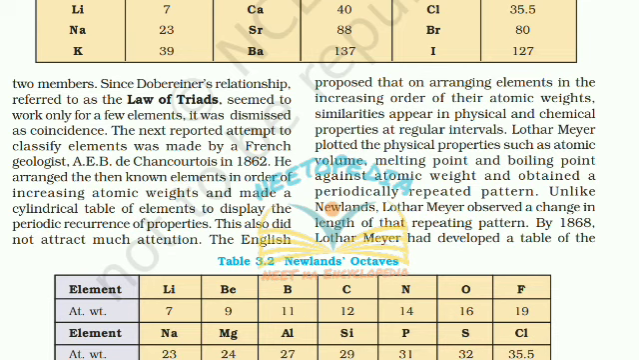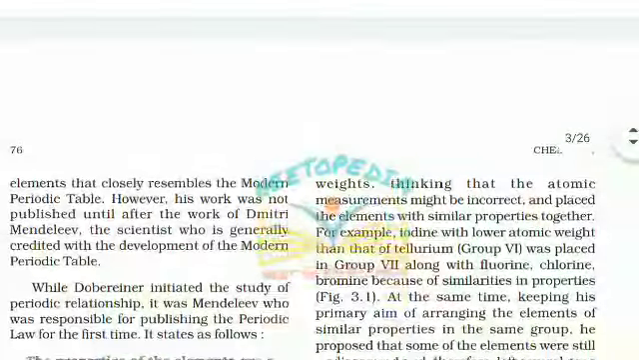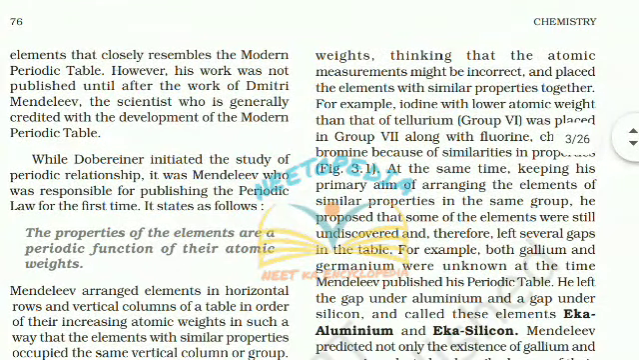Unlike Newland, Lothamer observed a change in the length of that repeating pattern. By 1868, Lothamer had developed a table of the elements that closely resembles the modern periodic table. However, his work was not published until after the work of Dmitry Mendeleev, the scientist who is generally credited with the development of the modern periodic table.